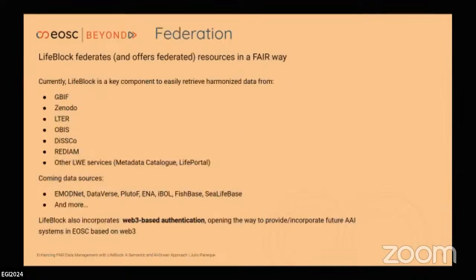And regarding federation, we are already a key component to bring harmonized data from all of these sources. So GBIF, Zenodo, LTER, OBIS, Disco, Redian, which is a national one in Spain, and also from other LifeWatch services. And in the coming months and weeks, you will see EMONet, Pluto F, Dataverse, and much more to come to be integrated in this single search.